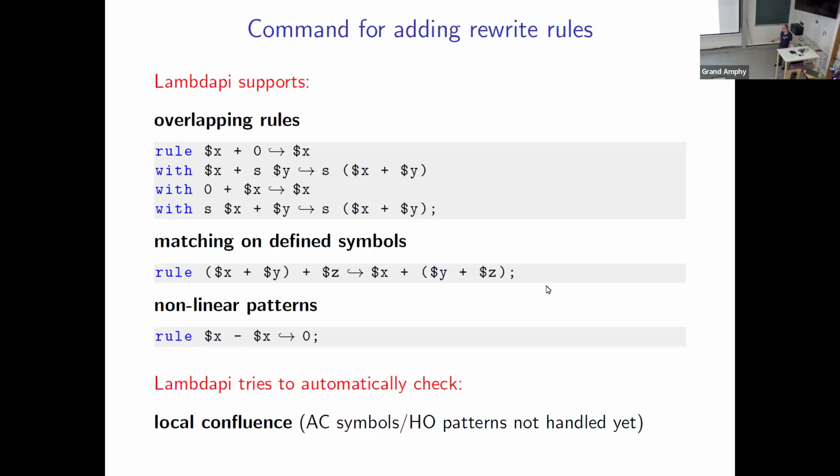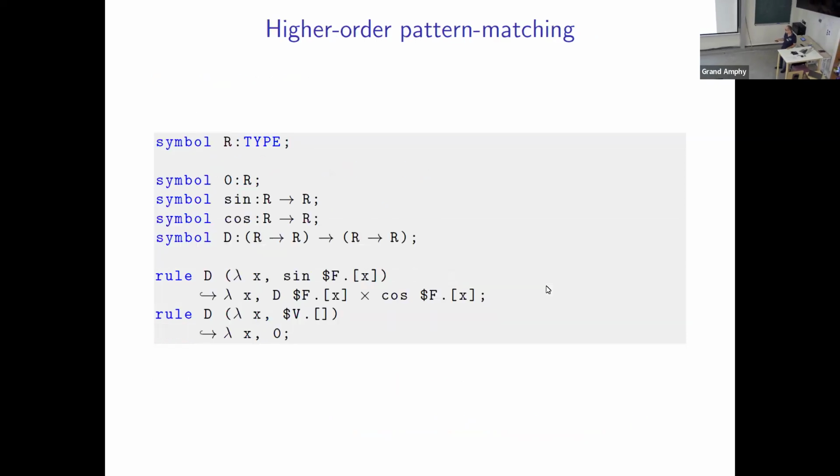Okay, so I was mentioning that we try to check local confluence, except if you have higher order patterns and commutative associative symbols. It's not implemented. And so, what is higher order pattern matching? So we can also do this, no?